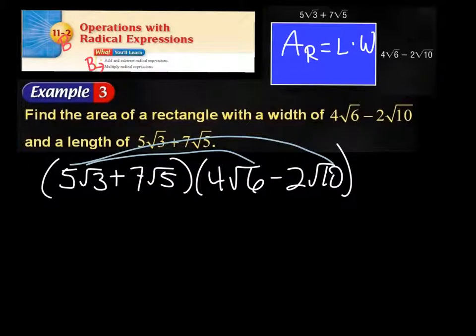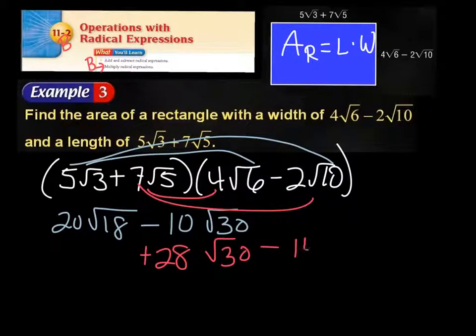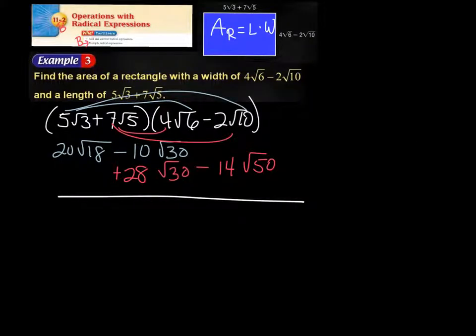So we've got first: 5 times 4 is 20, square root of 3 times 6 is square root of 18. Outer: 5 times negative 2 is negative 10, square root of 3 times 10 is square root of 30. Inner: 7 times 4 is 28, square root of 30. And last: minus 14 square root of 50. Conveniently, like always, the middle two terms are like terms.